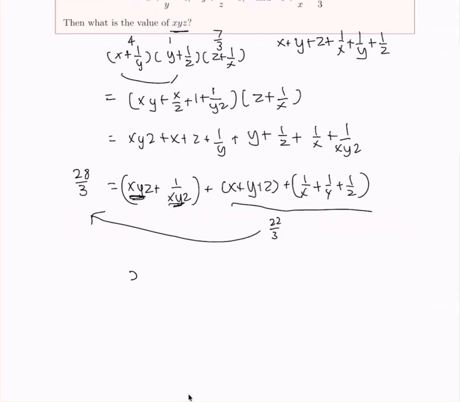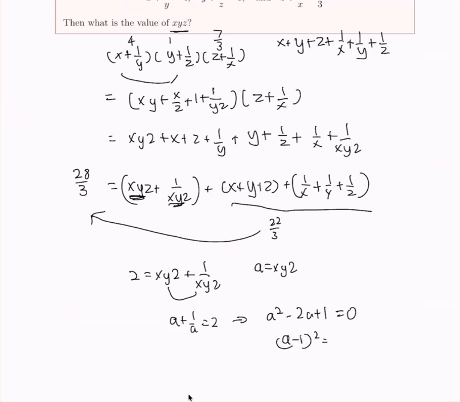So we have 2 is equal to xyz plus 1 over xyz. And we know that we're very close because this is just xyz and we're looking for xyz. So if I let a is equal to xyz, then a plus 1 over a is equal to 2. And this is just a quadratic, so this becomes a squared minus 2a plus 1 is equal to 0. So a minus 1 squared is equal to 0 and a is equal to 1, or xyz is equal to 1 as our final answer.